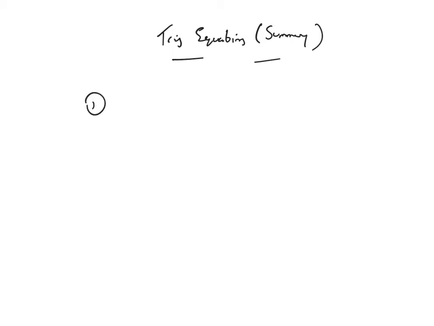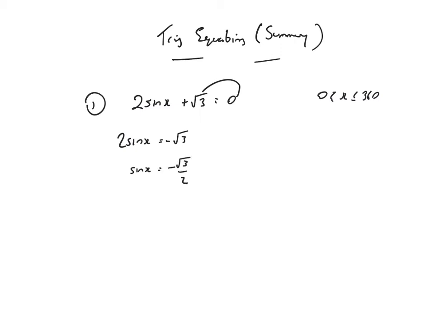Okay, so example 1, let's try this one. 2 sine x plus root 3 is equal to 0. We're looking for solutions that lie between 0 and 360 degrees. Bring that over. 2 sine x equals minus root 3. Sine x equals minus root 3 over 2.